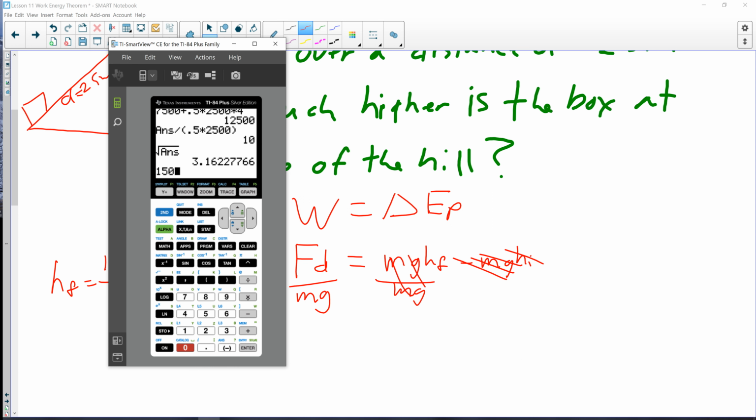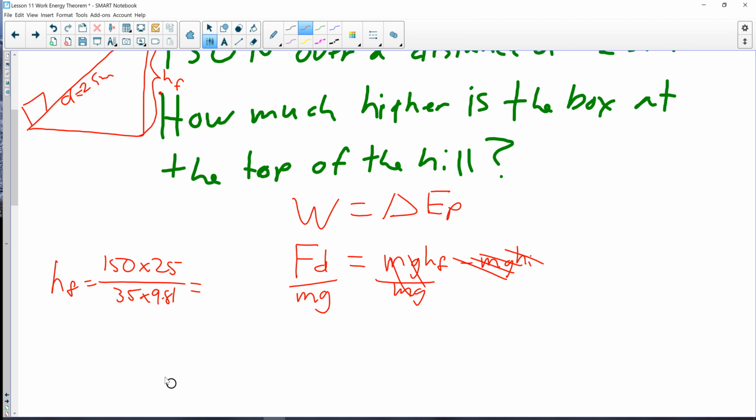So 150 times 25, okay, divided by 35 times 9.81. That does have to be in brackets, otherwise your calculator will do it in order, which you don't want. All right, so it's 10.9 meters higher, or the ramp is 10.9 meters tall. Did that one follow the pattern exactly? It did. Okay, and was probably a little easier context-wise than maybe some of the other ones have been.